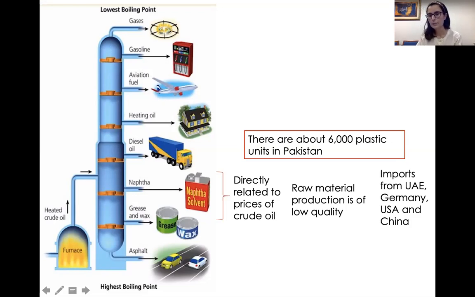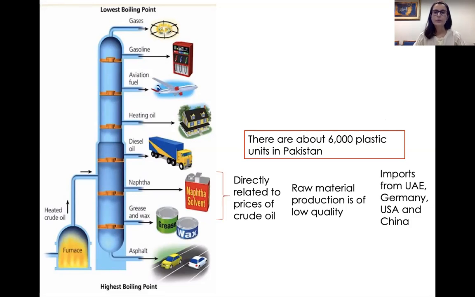And because of the raw material being cheap, you could just see an increase in the production. But how does this look for Pakistan? Pakistan has about 6,000 plastic units or more, because this is an older report, two or three years old. And it's one of the fastest growing industries.